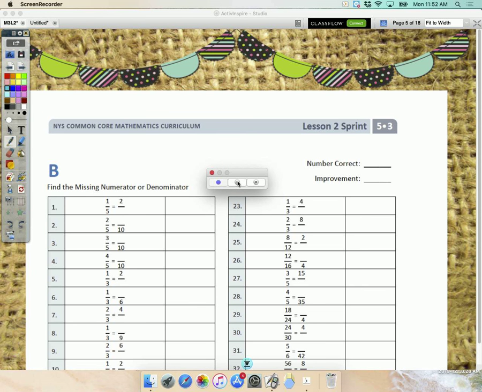Okay, answers for side B. 10, 4, 6, 8, 6, 2, 6, 3, 9, 8, 8, 3, 9, 2, 1, 1, 5, 5, 3, 3, 3, 4.